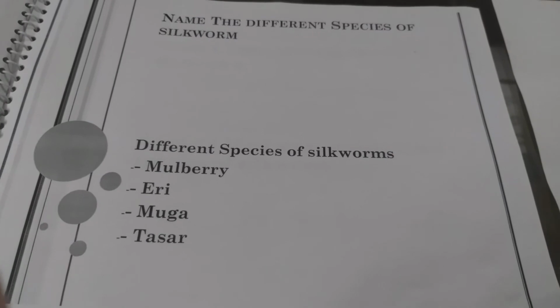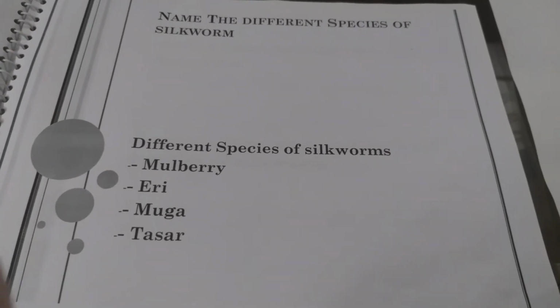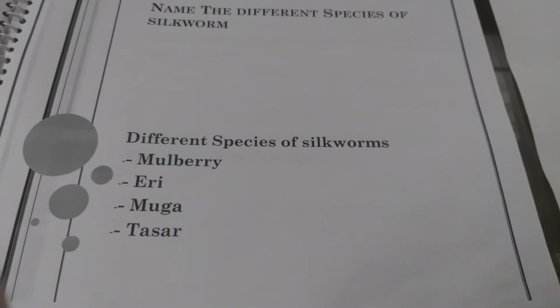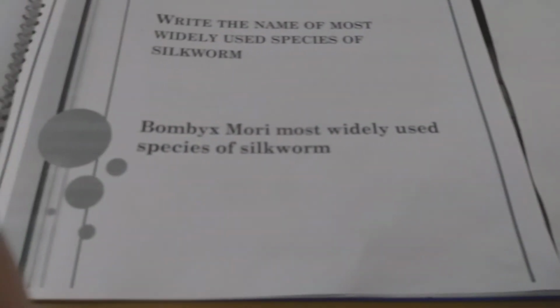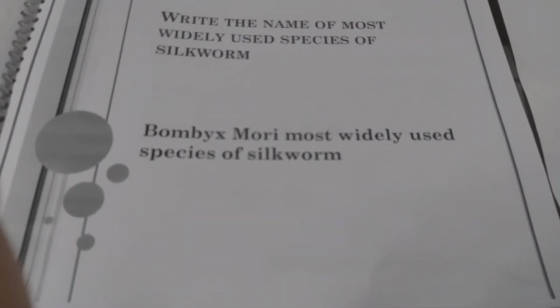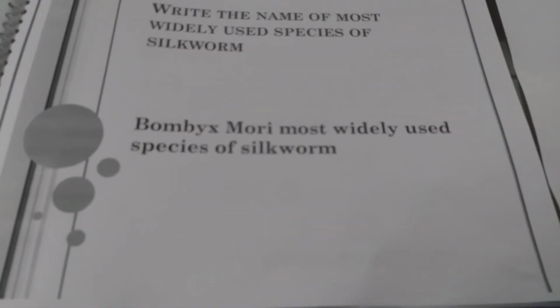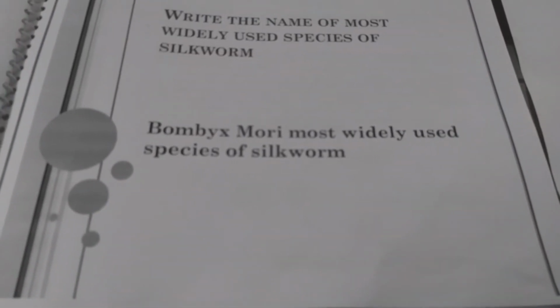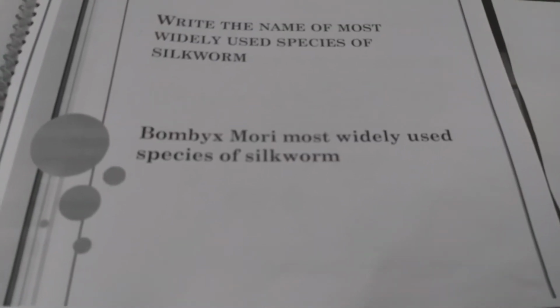Different species of silkworm are mulberry, eri, muga, tasar. The most widely used species of silkworm is Bombyx mori.